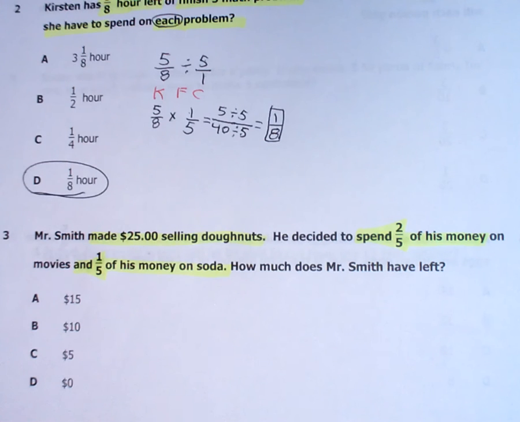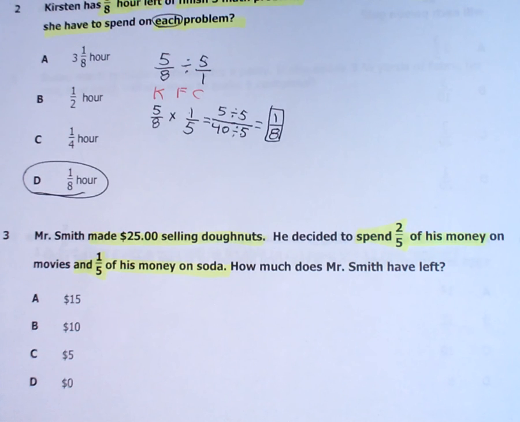All right, so $25 selling donuts, 2/5 is spent on movies, and 1/5 is spent on soda. And look, it even tells you the problem again that you can work to solve these. 2/5 of his money. What's his money? $25. So 2/5 of $25, 2/5 times 25. But he also spent 1/5 of his money. So you can figure out what 2/5 of his money is and 1/5, or you can save the time and put them together. 2/5 plus 1/5. That's easy. That would be 3/5. So 3/5 of his money is how much he spent, right?